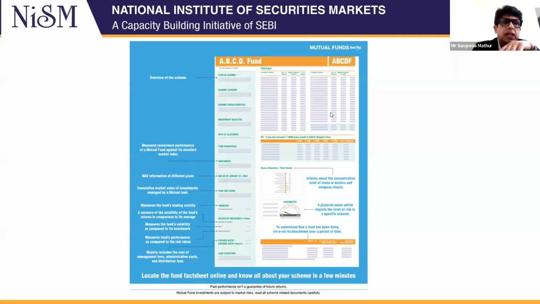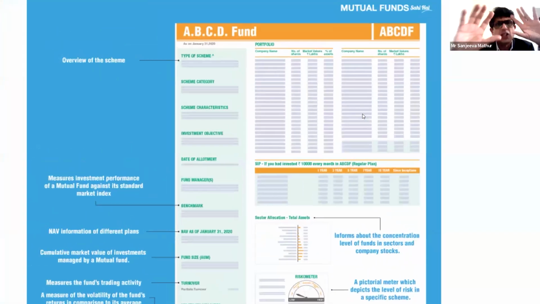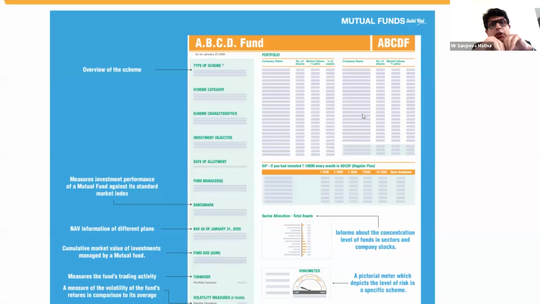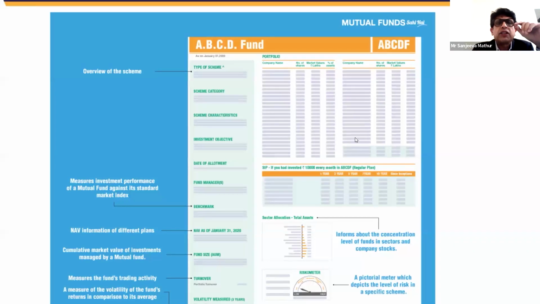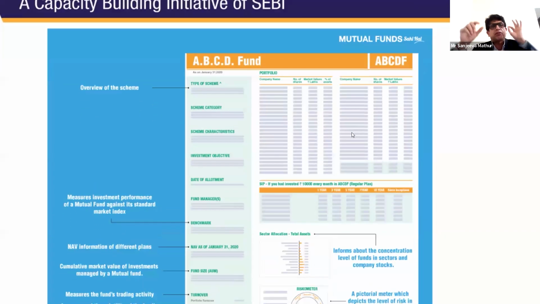Now, I'll expand, because you don't have to read everything. There are a few points, A, B, C, D, which I will go through one by one. Type of the scheme: what kind of scheme it is. Is it a small cap, mid cap, large cap, flexi cap, etc.? Be very clear about it, because every scheme has a different objective. I have not yet got into the selection part.